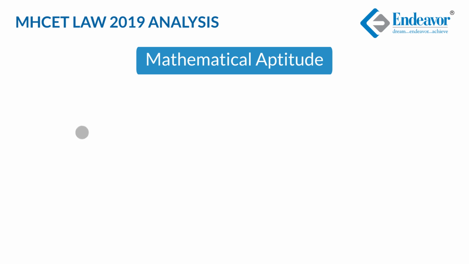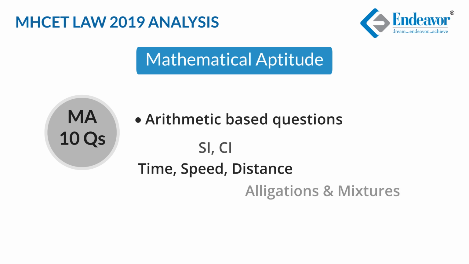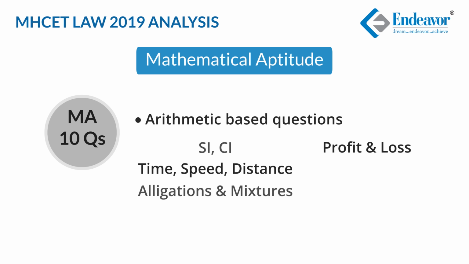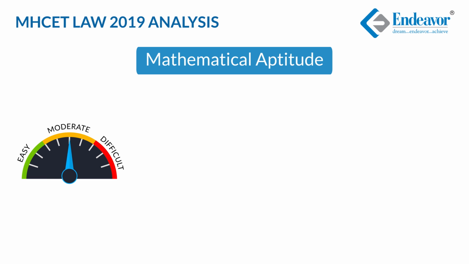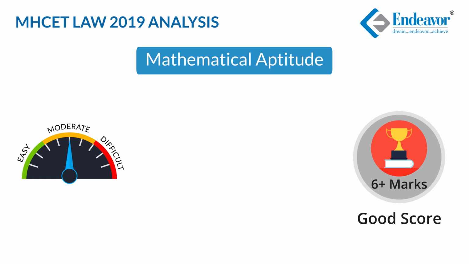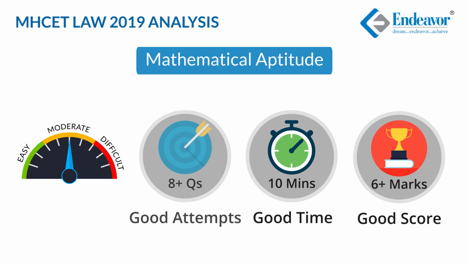Mathematics section. This section comprises 10 questions. All the questions in this section were from arithmetic. Areas tested were simple interest, compound interest, time, speed, distance, alligation, mixture, profit and loss, average, and mensuration. Overall, the section was of moderate difficulty level. If a student could manage time properly, she must have scored around 6 marks in this section. Ideal time should be 10 minutes, ideal attempt 8 plus, and ideal score 6 plus.